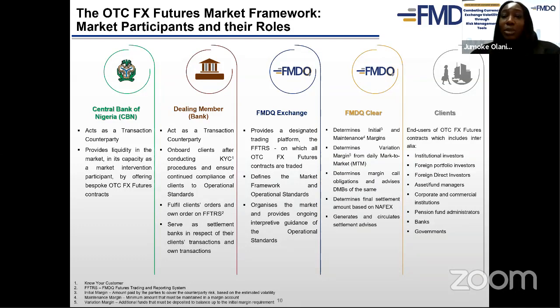And finally, the community, I believe most of whom are here today, the clients. These are entities who have used the OTC FX futures to hedge risk by entering into such transactions. So these would include institutional investors, foreign portfolio investors, foreign direct investment investors, asset managers, fund managers, corporates, commercial institutions, pension funds, the banks themselves, because they also are exposed to risk in their daily dealings, and so they can go into OTC FX futures, and the government, the federal government, or its parastatals who have any role to play in or any need for the OTC FX futures product.